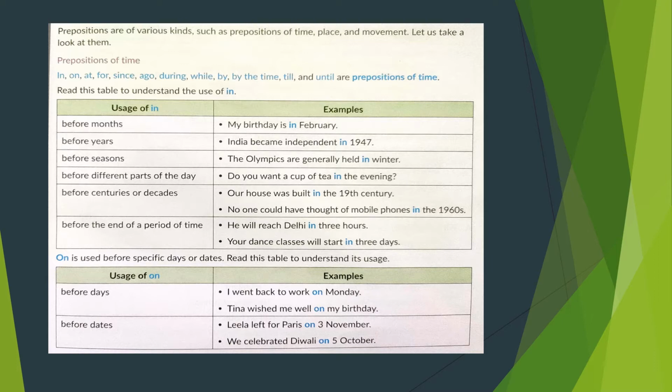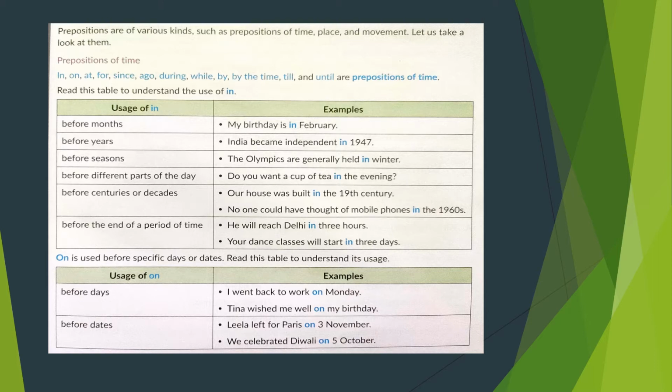Before centuries or decades: our house was built in the 19th century. It is also used before the end of a period of time. For example, he will reach Delhi in 3 hours. So here are the different usages of in.